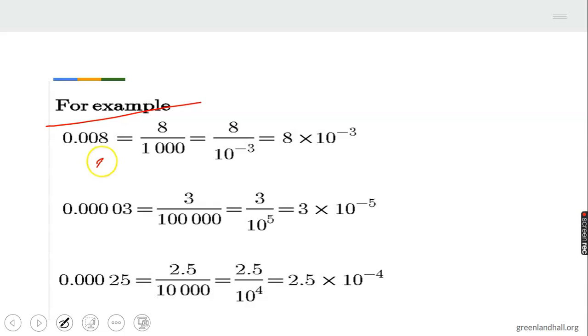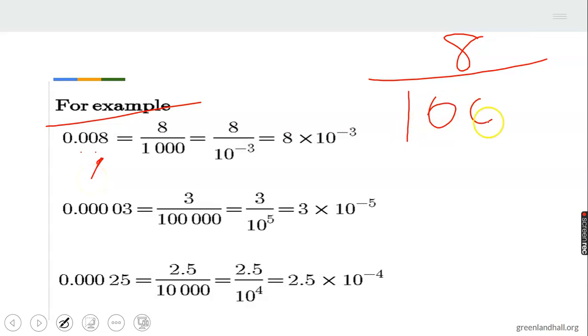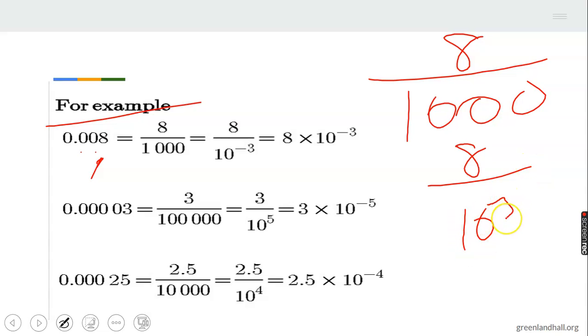Now, look at what you have here. You have 8. Put 8. Write the division line. Now, count the number of zeros you have there. 1, 2. When you add 8 with it, you have 1, 2, 3. Is that okay? Now, 8 divided by 10 raised to power 3.